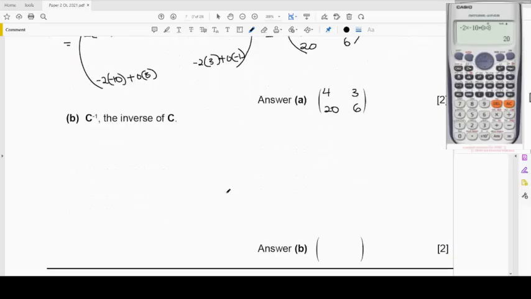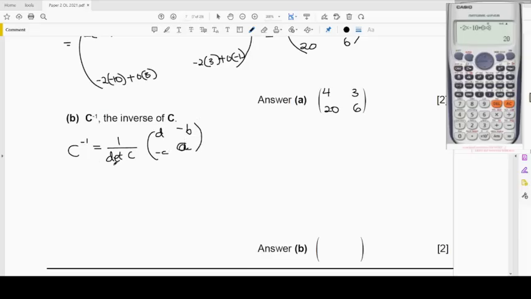Then when we want to find the inverse of a 2 by 2 matrix, there is a formula that we use. So C inverse is equal to 1 over the determinant of C. And then what we do is with the entries on the leading diagonal, we'll swap them. So we have D here, A here, and then the entries on the minor diagonal will multiply them by negative 1.